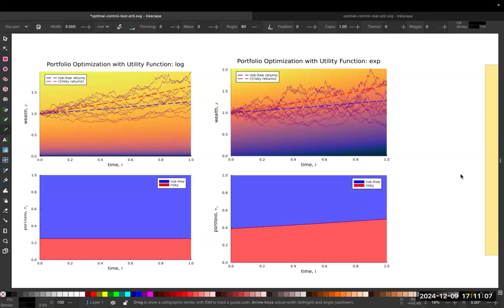In this case, you can see that our optimal control is falling within the interval 0 to 1. So this is a case where we don't have to worry about those other HJB equations that we derived for the case of the optimal control being either all risky or all risk free.